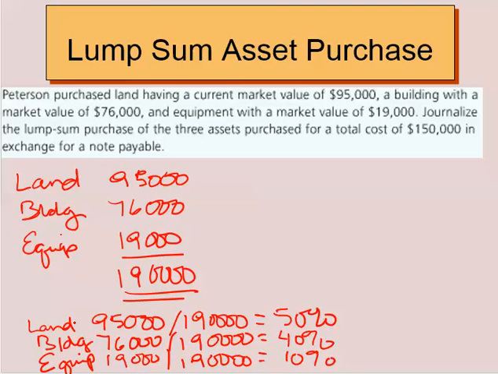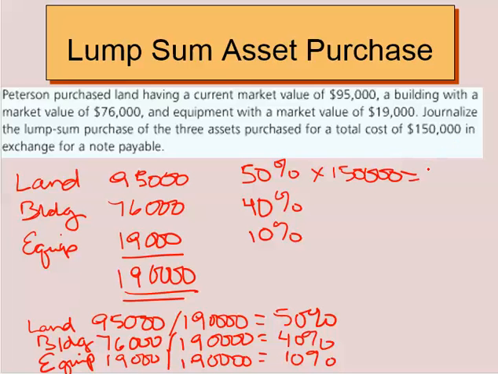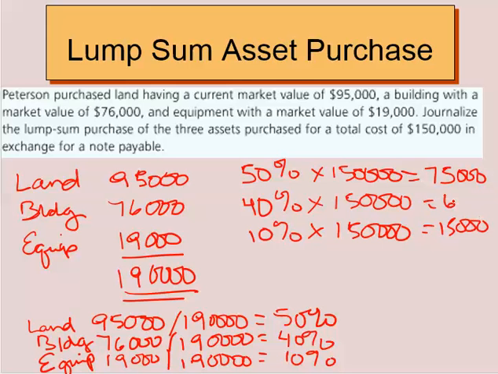Okay, so now that we've got our percentages, 50, 40, and 10, we just multiply that times the actual purchase price. So if they cost, all three of them, $150,000, 50% times $150,000 will tell me that my land has a value of $75,000. Buildings has a value then of 40%, and equipment will have a value of $15,000. Hopefully, if I did it correctly and we add all those together, we get a total of $150,000.